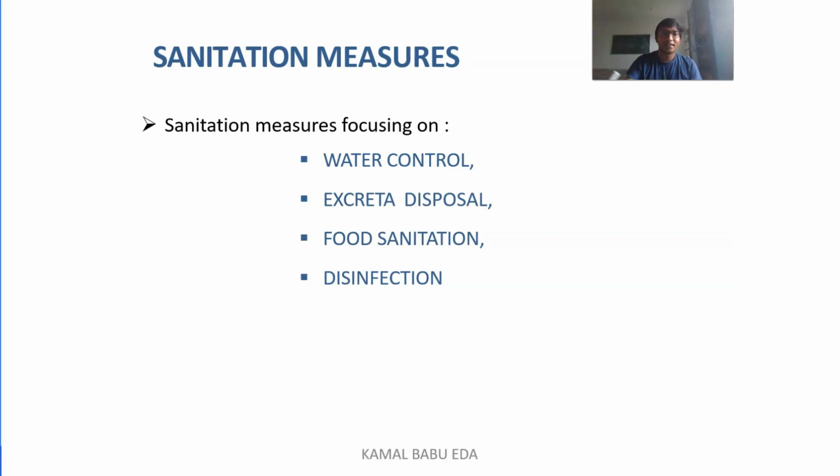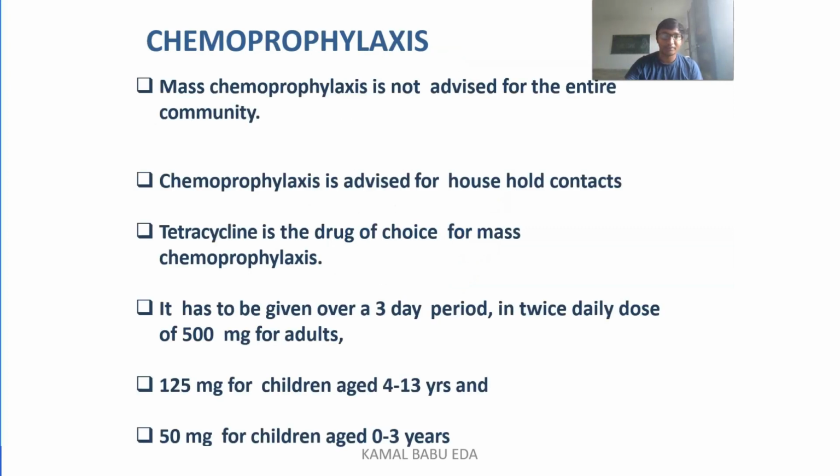The next one is sanitation measures. Mainly we have to go for water control, excreta disposal, food sanitation and disinfection. Once you follow these sanitation measures, you can control the transmission of the disease cholera.